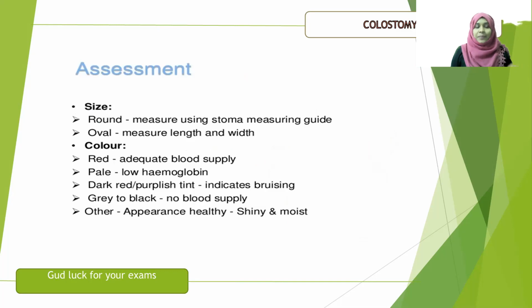Next is the assessment. The assessment deals with the size, color, and more. First of all, the size. The size should be round or oval in shape. Round is measured using the stoma measuring guide, and oval is measured with the length and the width or breadth. Next is color. If the stoma is red, it represents adequate blood supply. If it is pale, that means low hemoglobin. If it is dark red or purple tint, it indicates bruising. Gray or black indicates there is no blood supply, or necrosis. Otherwise, the appearance should be healthy, shiny, and moist.